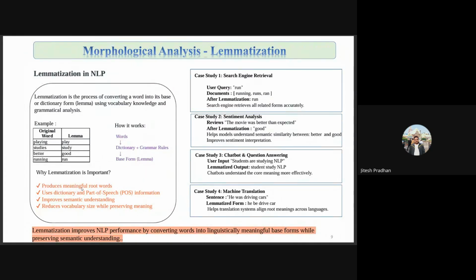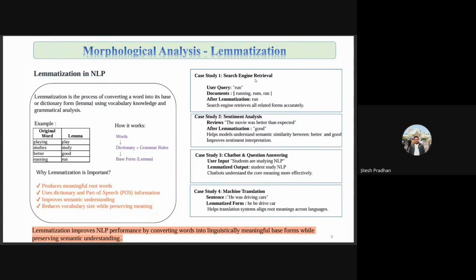So why is lemmatization important? Because it produces meaningful root words, and uses a dictionary or part of speech tagging, which is also very useful. We will see what part of speech tagging is after a few slides. It improves semantic understanding. It reduces the vocabulary size. Okay, now let's discuss some case studies.